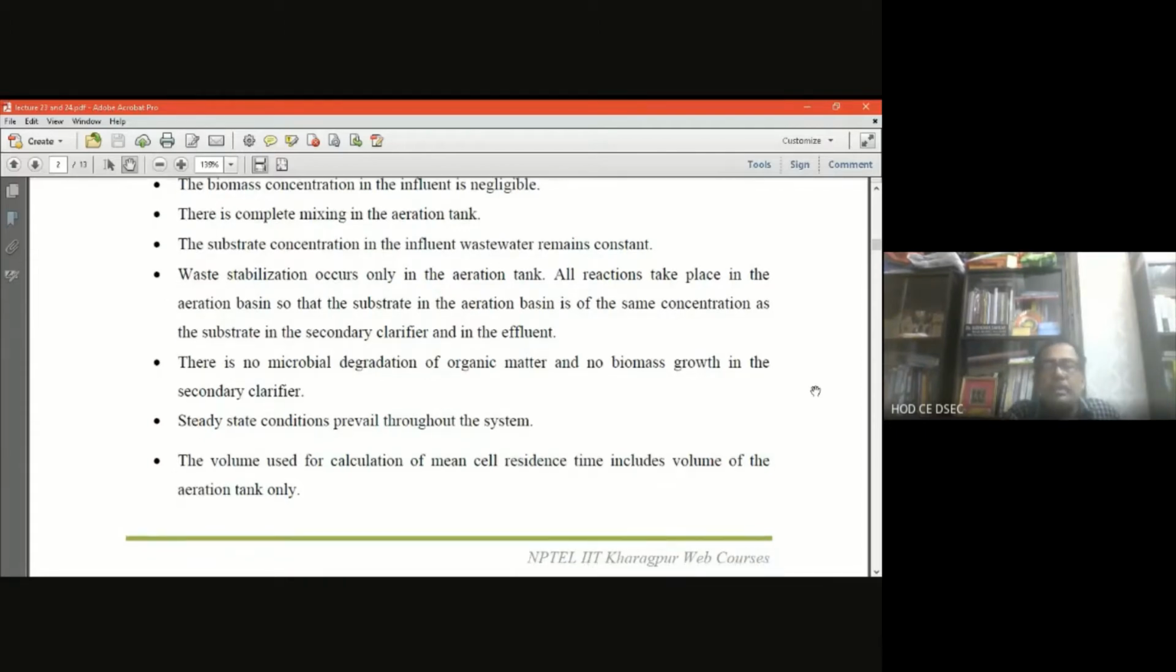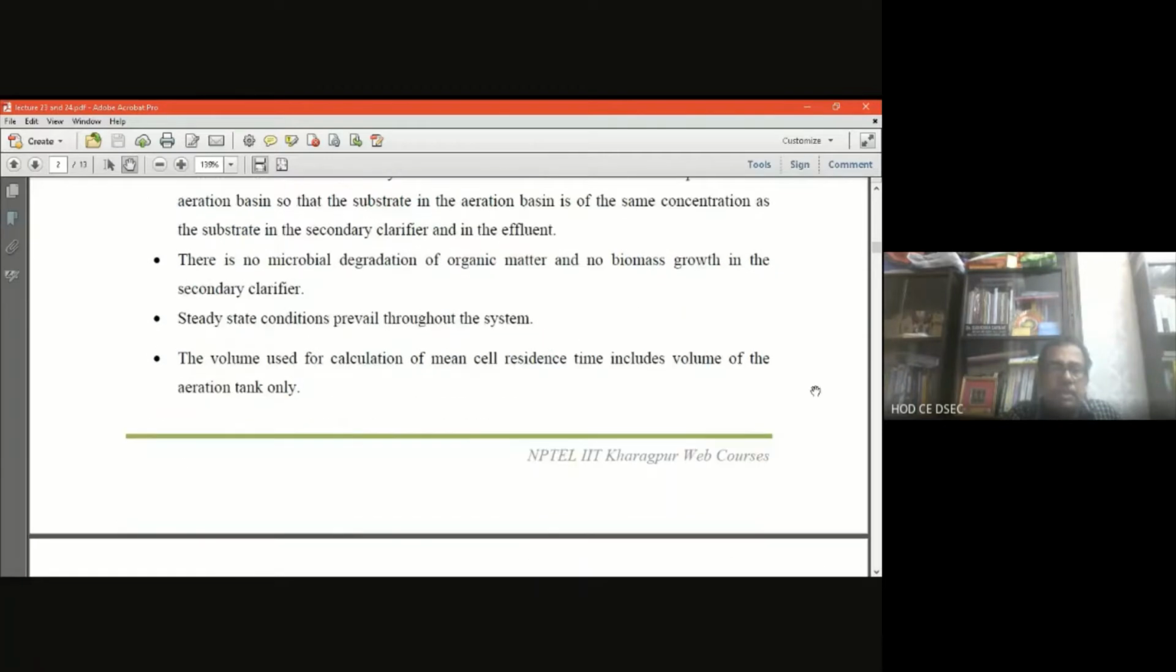So that's why, since there is no reaction, the same concentration will pass to the secondary tank, the secondary clarifier. Now there is microbial degradation of organic matter and no biomass growth in the secondary clarifier, as I have repeatedly told you. Steady state condition prevails throughout the system.